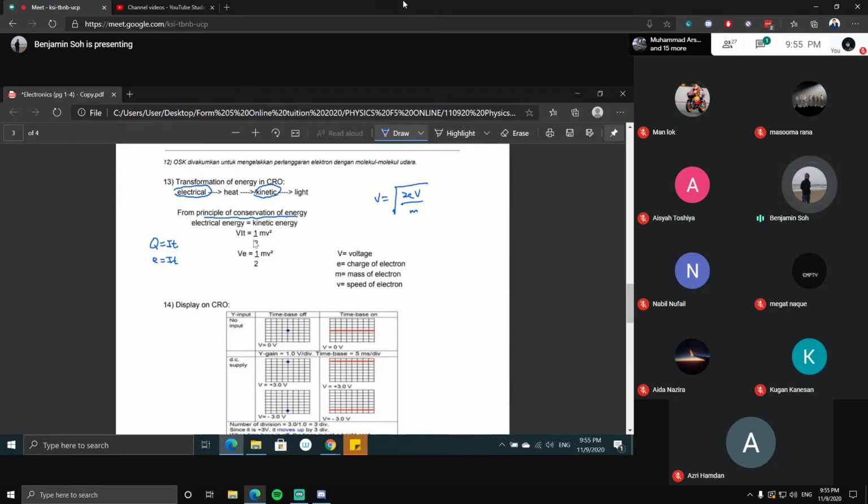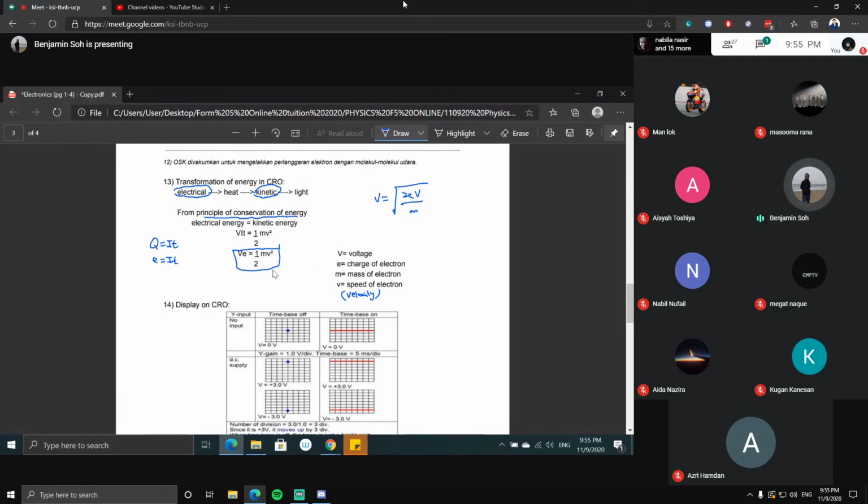This is the formula that I actually want you to remember if possible. If not, remember electrical equals kinetic. You get Ve equals half mv squared. V is voltage, e is charge of electron, m is the mass of electron, v is the speed of the electron. Actually it should be velocity, but speed also can, because it's squared. Velocity also can, right? Because after you square it, it doesn't make a difference anymore. Plus minus still becomes plus, because you squared the thing.